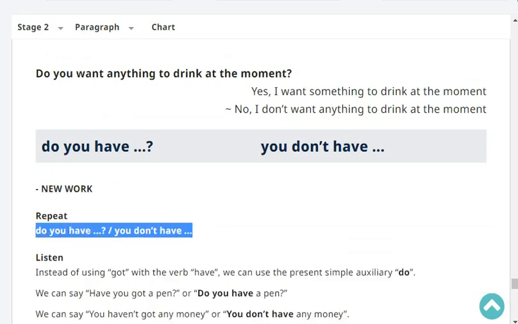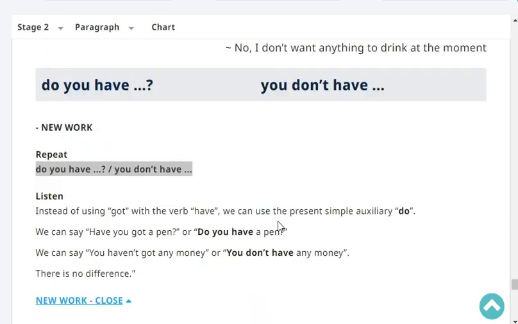You don't have. Very good. Okay, listen. Instead of using the word got with the verb have, we can use the present simple auxiliary do. We can say, have you got a pen or do you have a pen? We can say, you haven't got any money or you don't have any money. There's no difference in those sentences.